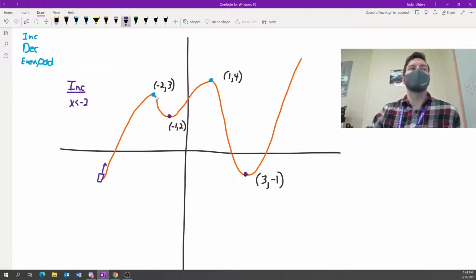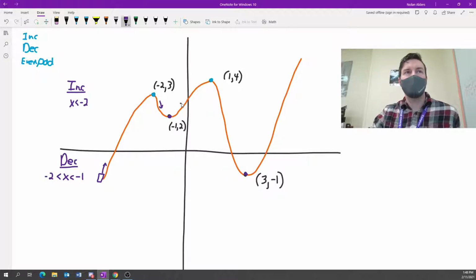We're going upward. Then we're decreasing here. Let's identify that maybe over on this side. Decreasing down here. So in between -2 and -1, we're decreasing. We could write it like this. We put an x in the middle, little less than signs. So in between -2 and -1, we're decreasing. We're going downhill right here.